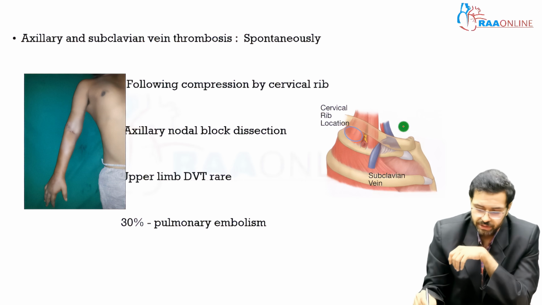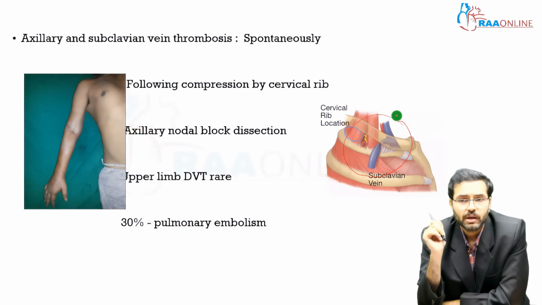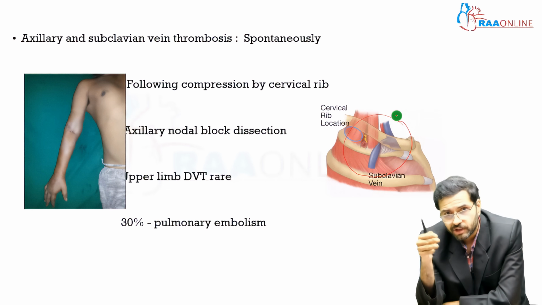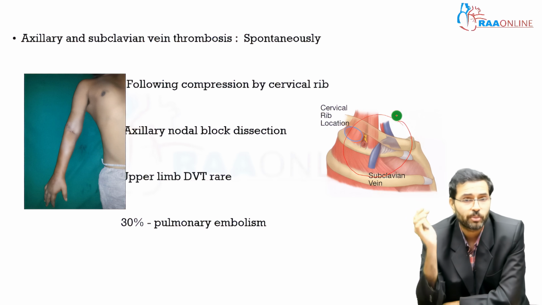This image shows the impingement of the subclavian vein by a cervical rib, causing stasis. There is an obstruction there. As a result of that, there is turbulent flow, there is endothelial damage, and stasis precipitates thrombosis.